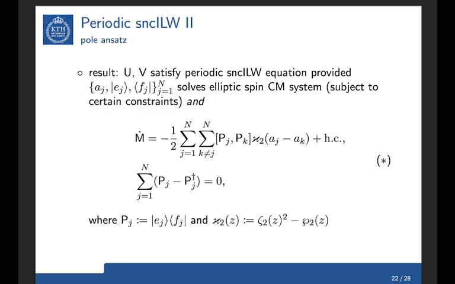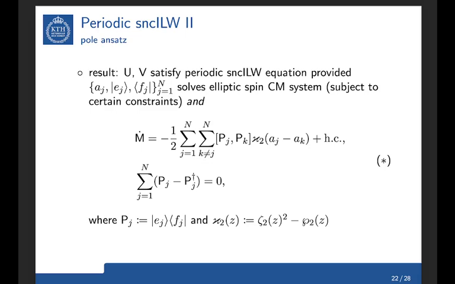I should note that this special function kappa 2 that appears in the time evolution equations for M is an elliptic type function given by zeta 2 squared minus p2. P2 is a minor variation on the Weierstrass p function.